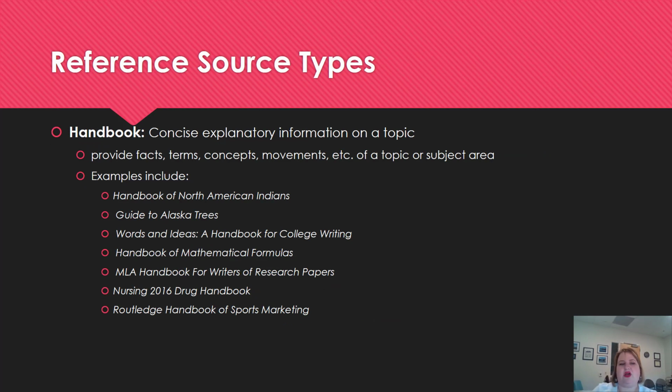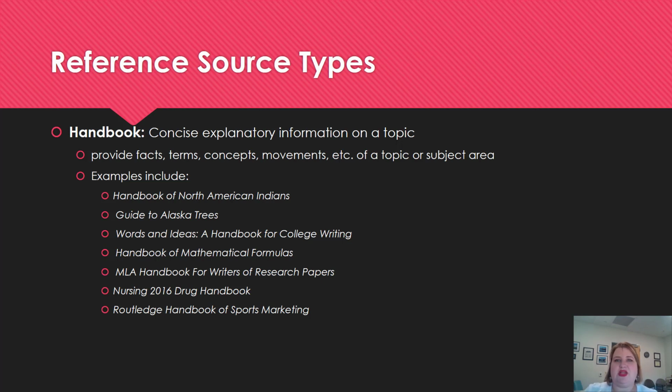Finally, you have what we call handbooks. And many times students don't like to think of these as reference resources, but a handbook is concise explanatory information on a topic. So they provide facts, terms, concepts, movements, etc. of a specific subject. Some examples we have include the Handbook of North American Indians. So it's giving you an overview of what are different native tribes within North America and their background and history. So you also have a guide to Alaska trees, words and ideas, a handbook for college writing, mathematical formulas, the MLA handbook for writers of research papers.